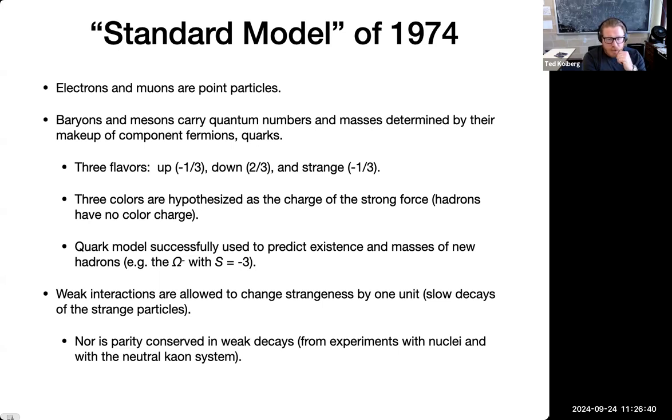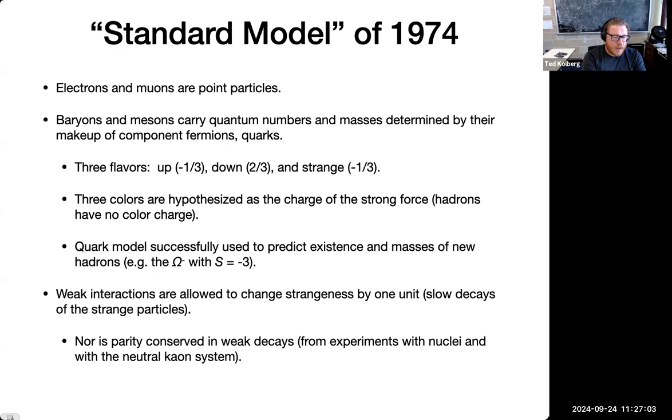For example, the omega minus with strangeness of -3 was a strong piece of evidence in favor of Gell-Mann's quark theory. And the weak interactions are allowed to change strangeness by 1 unit. That's the reason that the strange particles decay slowly, because they have to decay through this weak force in order to shed the units of strangeness that they have.